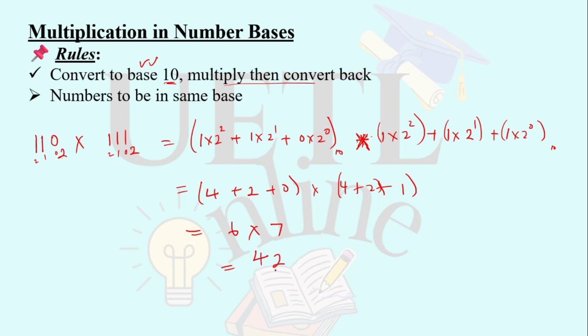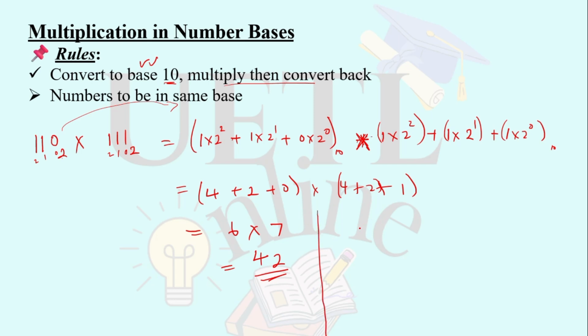So this is how we do it. The first thing is we just convert to base 10. Then convert the other number to base 10, then multiply them. After that we just have to convert 42 back to base 2.